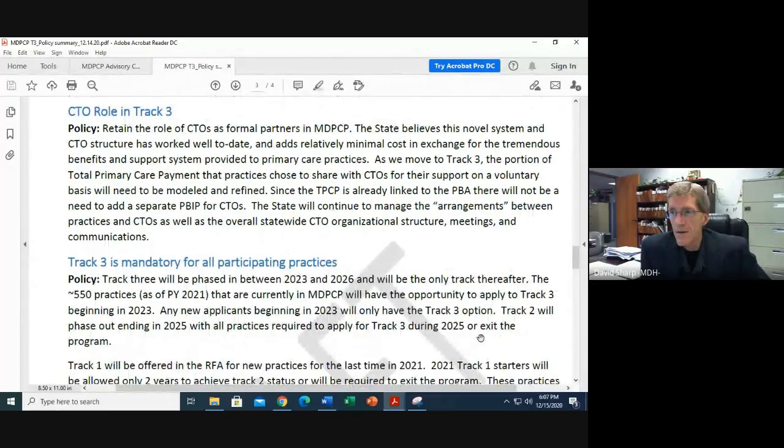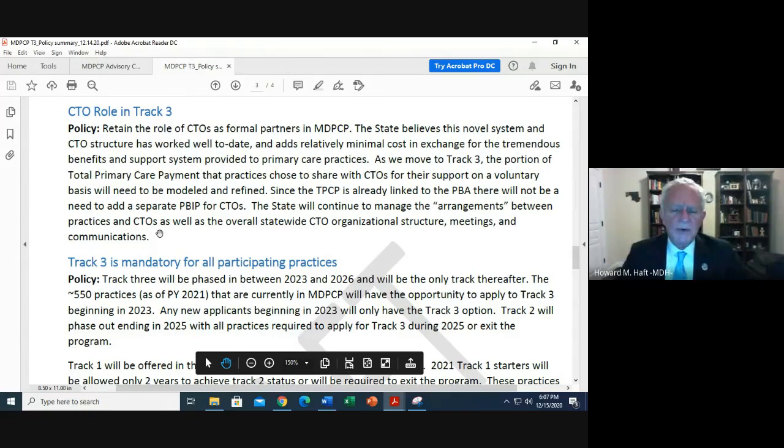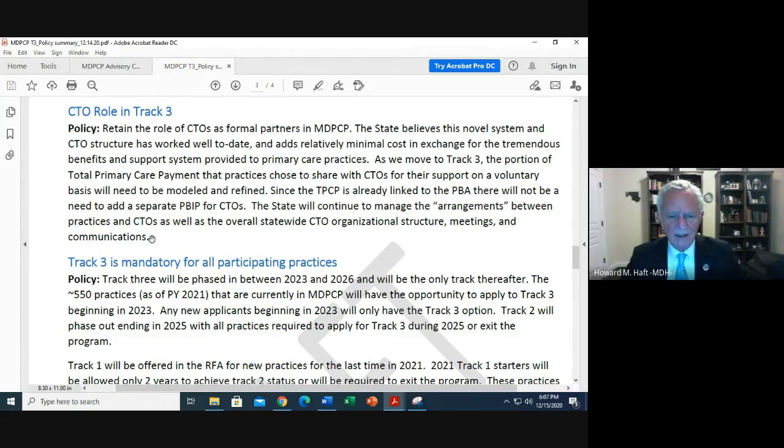Oh, okay. Dr. Okiki. So the way the last sentence reads is that if CMMI has indicated that they don't have the interest to provide oversight or administer the CTO arrangement, that the state is willing to take that on. Is that accurate? So no, it's not so much. So we've already, through the program management office, we do all of the work with the arrangements and those kinds of things. Basically the contractual arrangements between the practices and the CTOs.